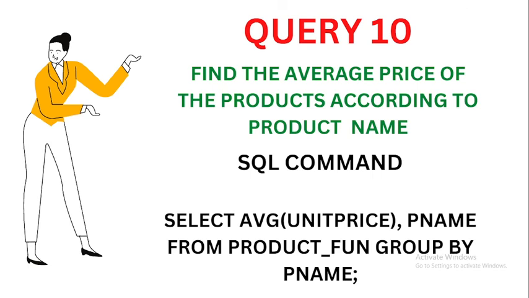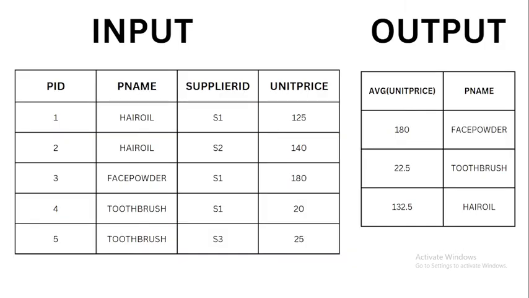Now this time you need to find the average price of the products according to the product name. Means this time you require two columns. One is the product name column and another is the average, which is to be applied on unit price. In this particular case, we have to write this SQL command: select average, in parentheses the column name, which is our unit price, comma product name, from our table name, which is product_fun, group by our product name. And let's see what will be the output after the execution of this SQL command. So here you will be having two columns, average unit price and product name, as output columns.